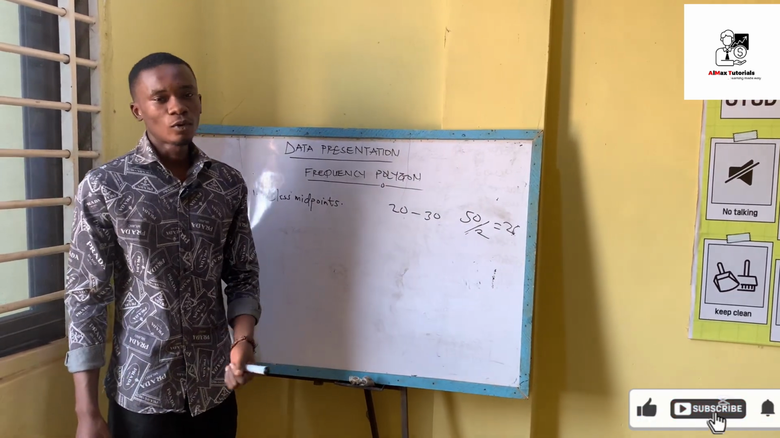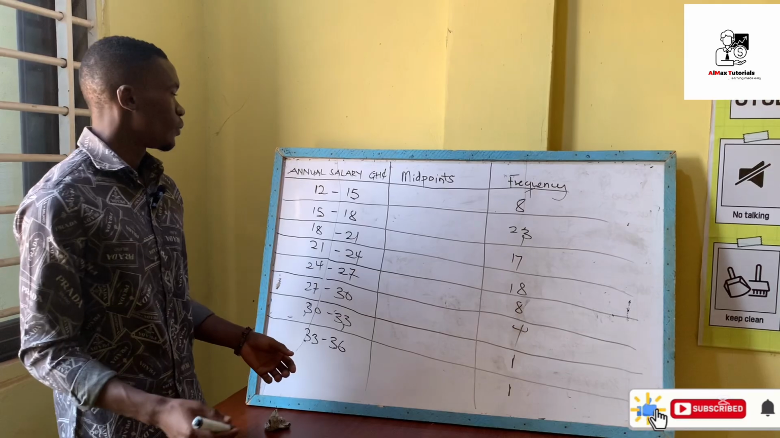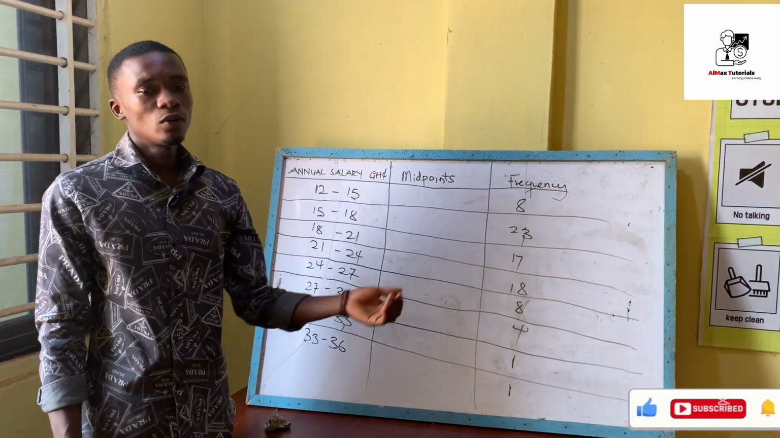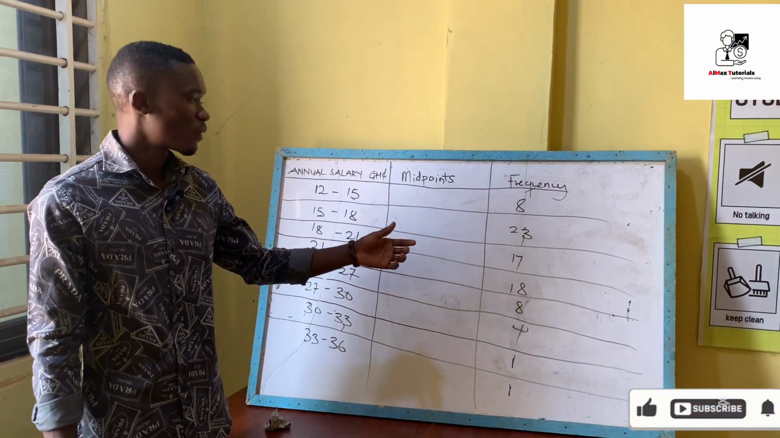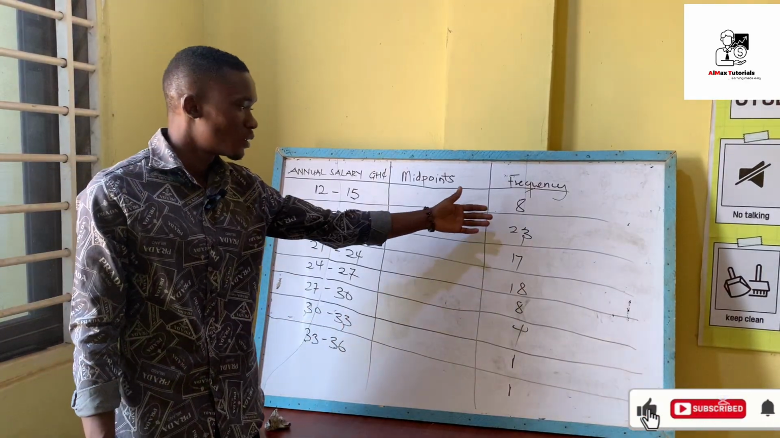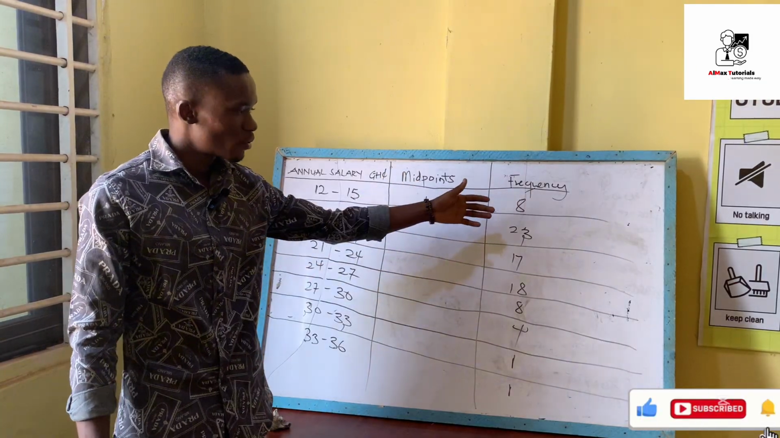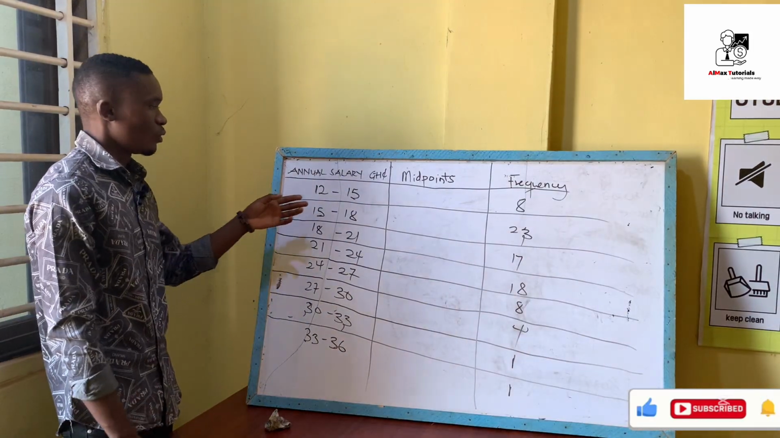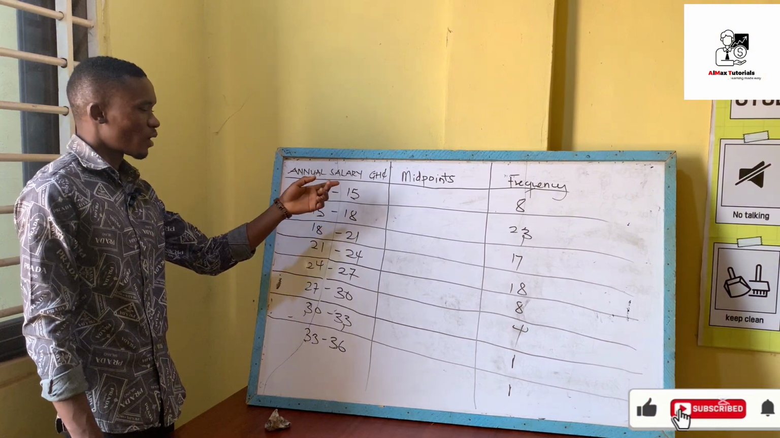So I have a question on the screen that I want us to solve. In the question, we're already given the class interval against the frequency. In a frequency polygon, all that you need to do is calculate your class midpoint. After you are done with your class midpoint, you plot your frequency against your midpoint. So your midpoint will be on the x-axis, whilst your frequency is on the y-axis. Like I said, if you want to find your midpoint, you sum the lower limit and the upper limit, then you divide by 2.